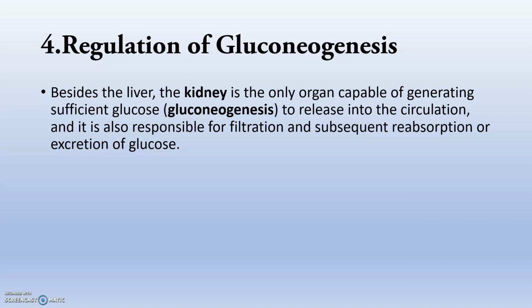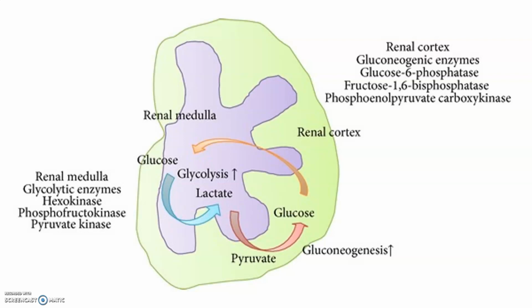Next is regulation of gluconeogenesis. So what is gluconeogenesis? That is production of glucose, production of new molecules of glucose. Besides the liver, the kidney is the only organ capable of generating sufficient glucose. If at all the body is in high need of glucose, they will be producing glucose and releasing it into the circulation. This is actually the glucose production mechanism.